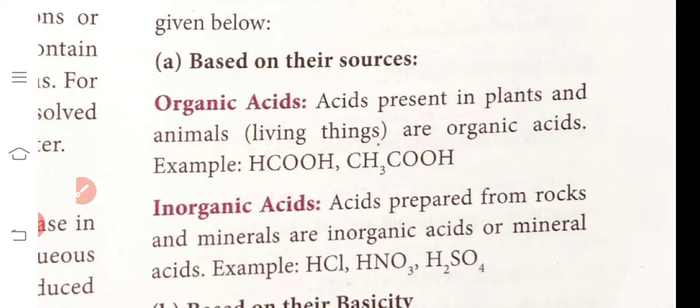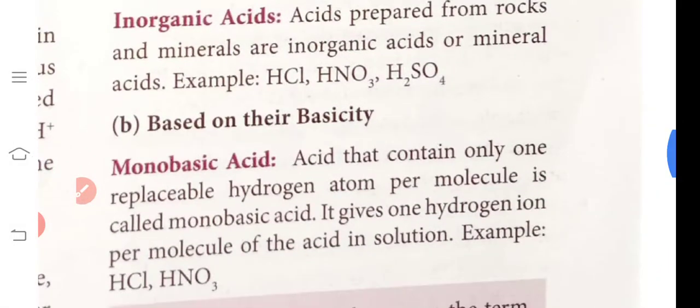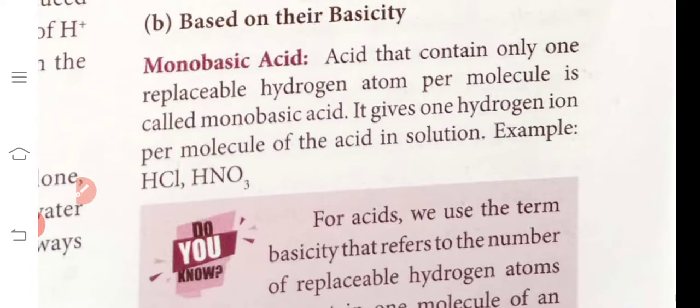Then inorganic acid. Inorganic acid is derived from minerals, so it is called mineral acid or inorganic acid. HCl, HNO3 and H2SO4 are inorganic acids. On the basis of their sources, acids are divided into 2 types, organic and inorganic. Next, based on the basicity.